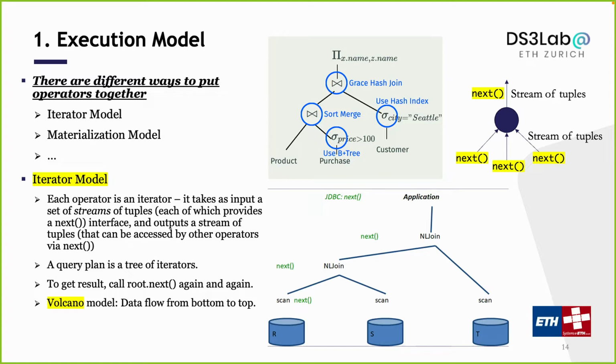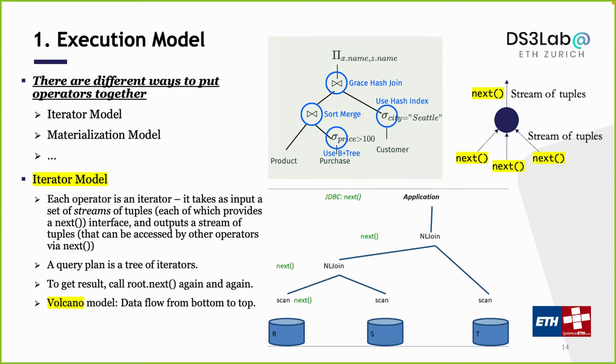Because really, we try to do nested loop join, right? They try to scan the left relation, and for each one of them, it tries to scan the right relation. That's nested loop join. So essentially, once you have this next call from the root, it's going to propagate that.